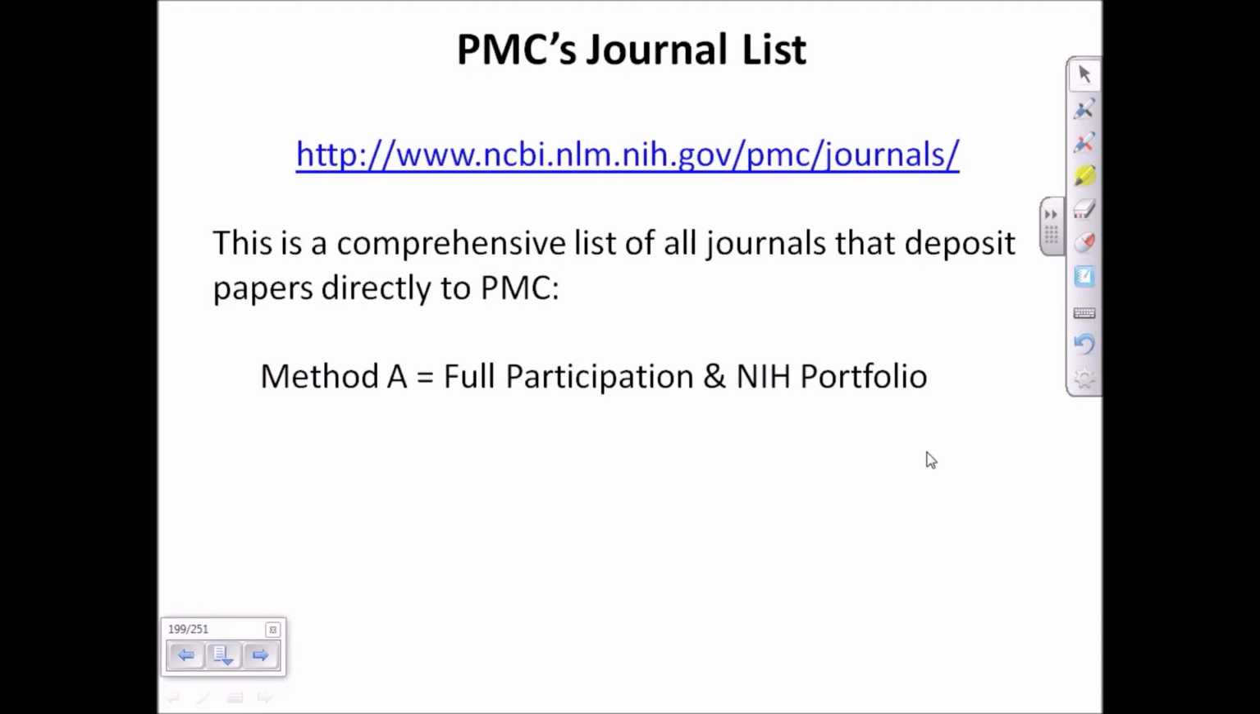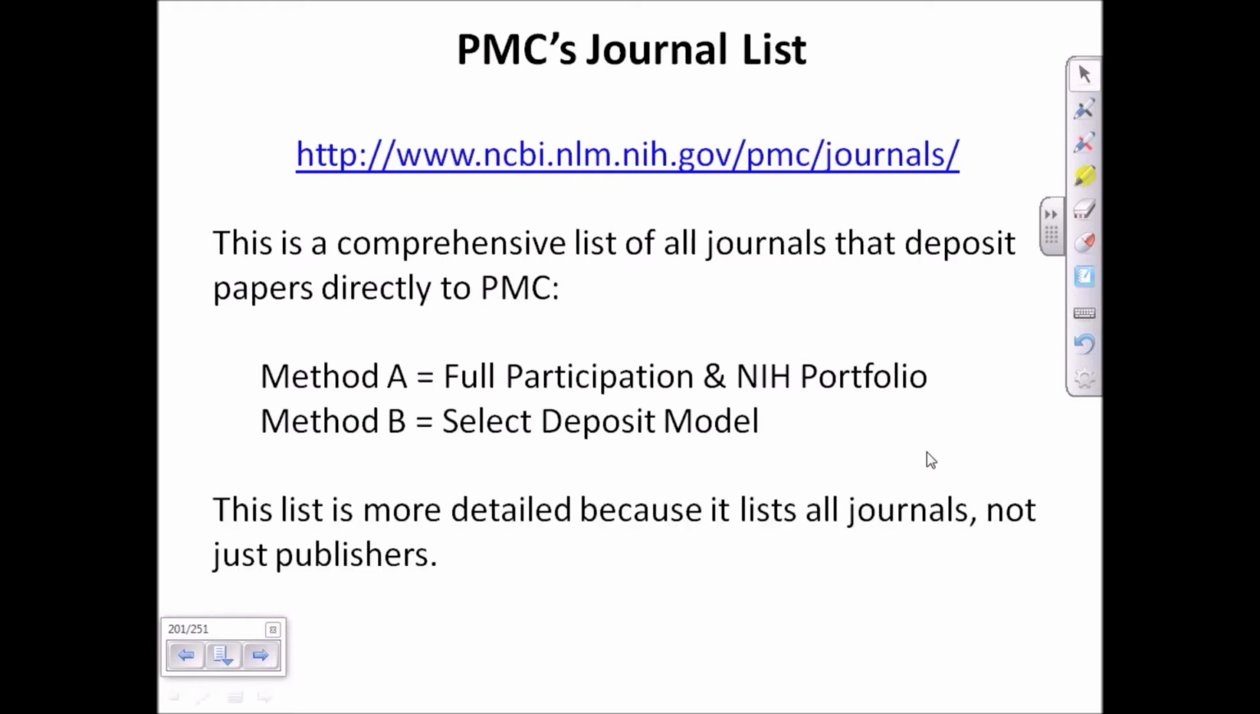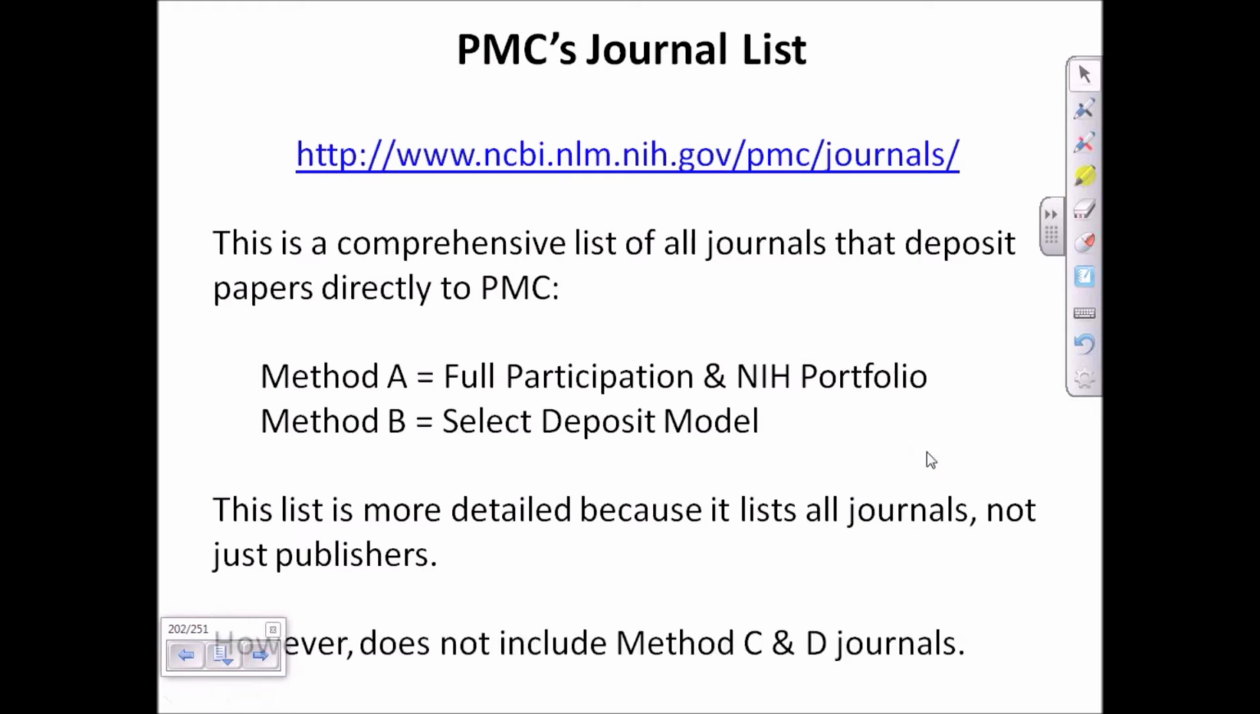And in this list, they will use certain words. They won't say Method A or Method B. They'll use different terminology in this list. They'll say full participation, or they might say it's NIH portfolio, or they might say it's select deposit. These are just different code words to refer to Method A and B. This list is more detailed because it lists all journals, not just publishers. But it does not include Method C and D.